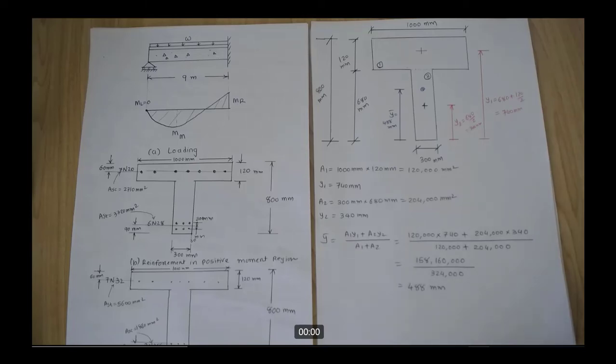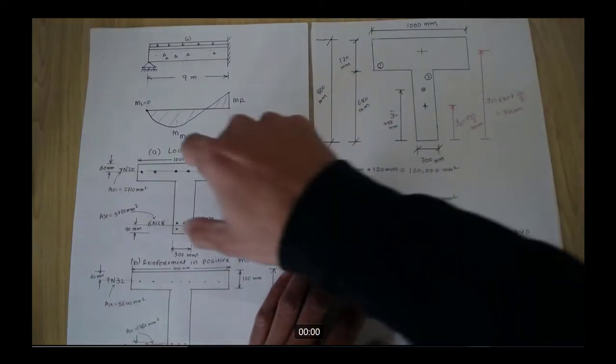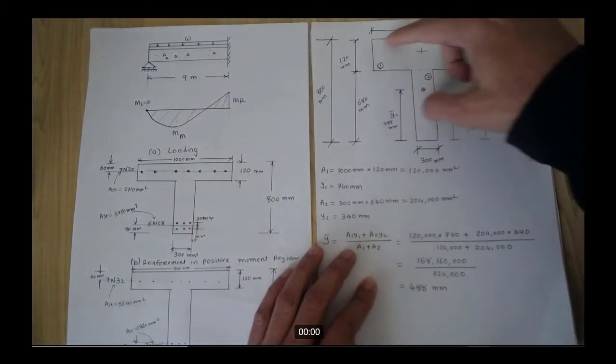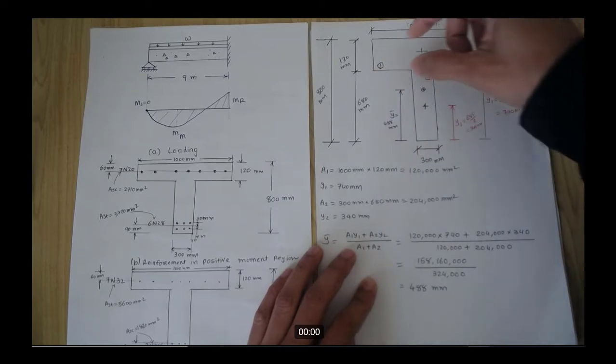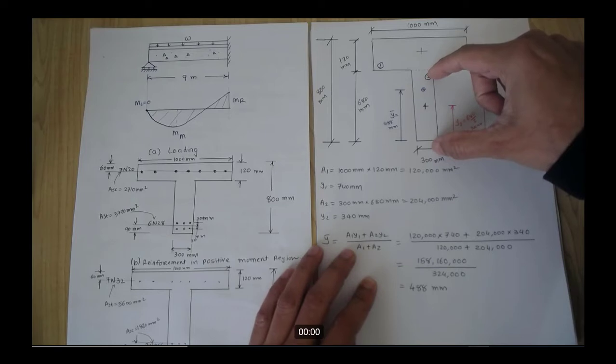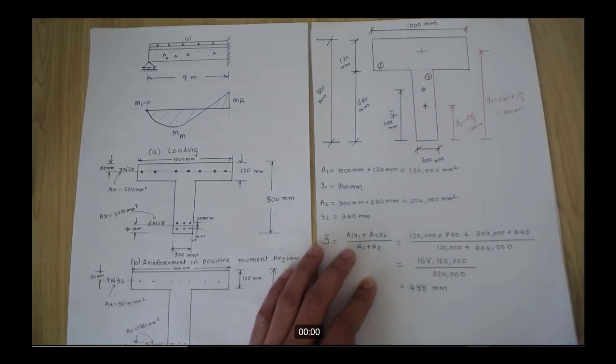This video explains the centroid of rectangular T-beams, which will help in finding the deflection in the reinforced concrete beam. Now the cross section of the rectangular T-beam is shown here, which has a top flange and a bottom web.